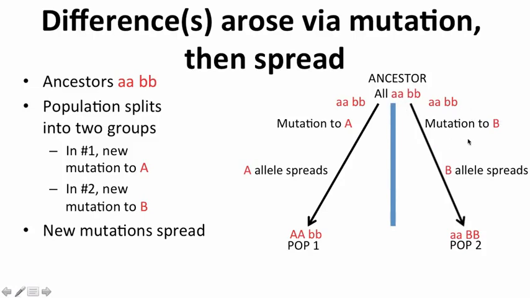In one population here, the one on the right, you have a mutation from little b to big B. This big B allele can spread, and eventually everybody here may be little a, big B, big B. In this other population, the one on the left, you can have a mutation from little a to big A. The big A allele can spread, and eventually everybody in this population can be big A, little b, little b. So again, we have in this case a split between populations, and we have differences that can then arise and potentially spread. This is especially likely if you have complete isolation. We'll come back to this when we talk about speciation later on.